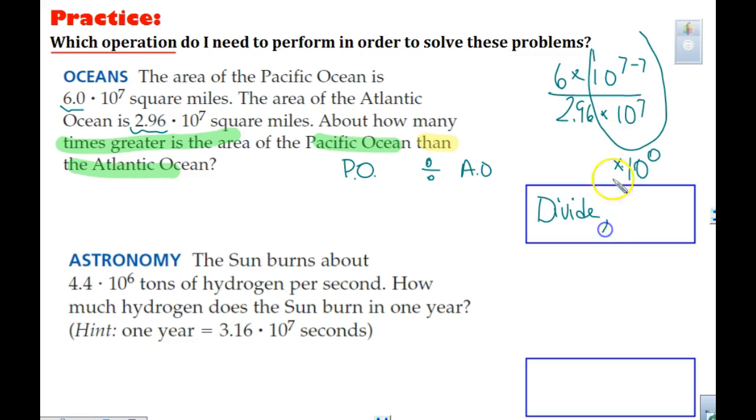And if we solve this problem, 6 divided by 2.96 on your calculator gives us what? Please do that. 6 divided by 2.96. And we're usually going to go 3 decimal places. So 2 point, what did we get? Did we put that in? 0.27, so if we go 3 places, okay? As we are taking a look at that, how many times bigger is the Pacific than the Atlantic?